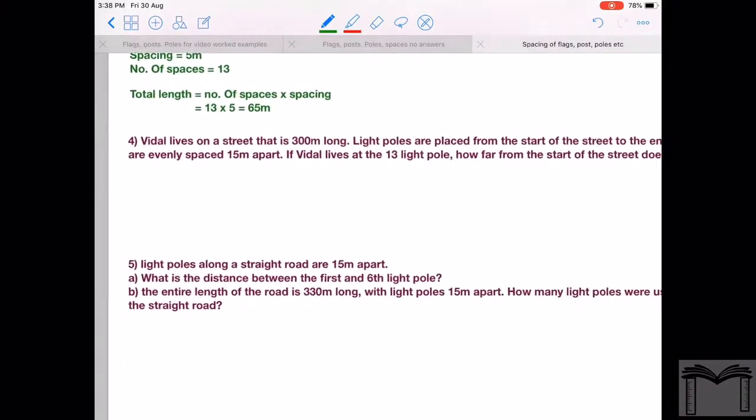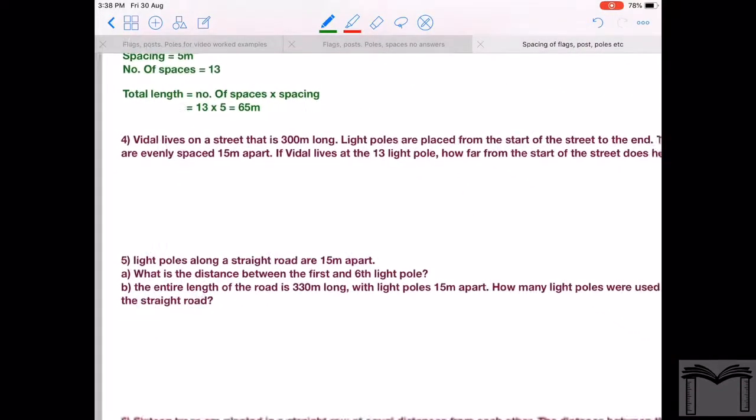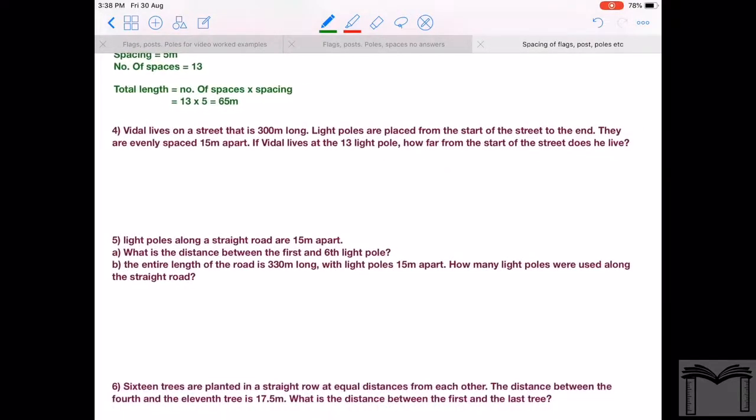Number 4. Vida lives on a street that is 300 meters long. Light poles are placed from the start of the street to the end. The light poles are evenly spaced 15 meters apart. If Vida lives at the 13th light pole, how far from the start of the street does he live?